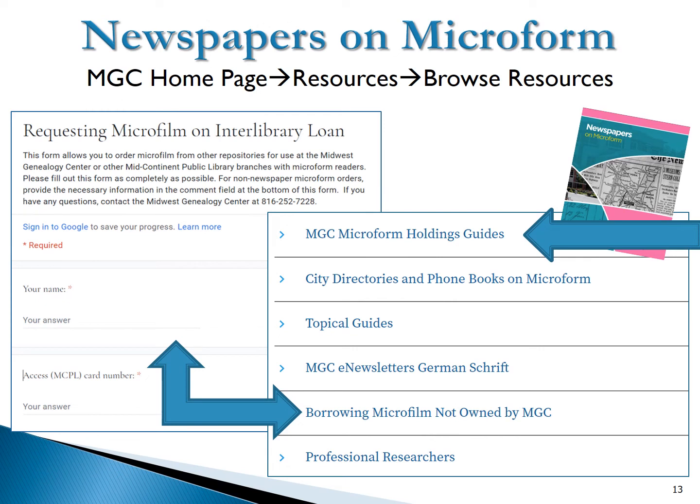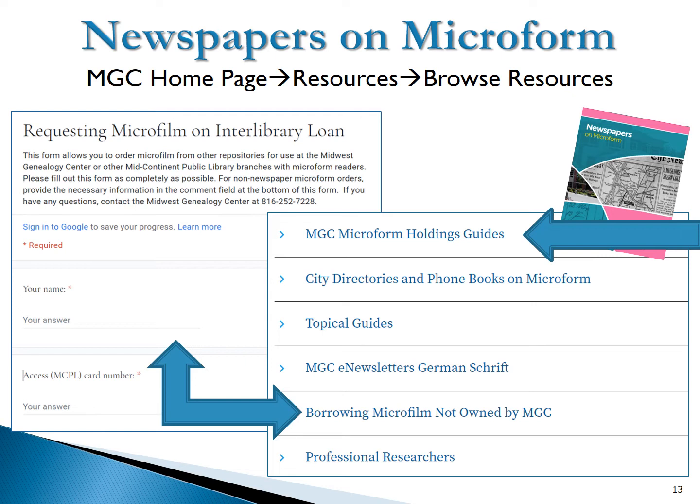From obits to newsy stories about family members, newspapers can provide genealogists with a wealth of family information. In addition to more than 24 newspaper databases, the Midwest Genealogy Center also has an extensive microfilm and fiche newspaper collection that includes publications from a variety of locations and dates.